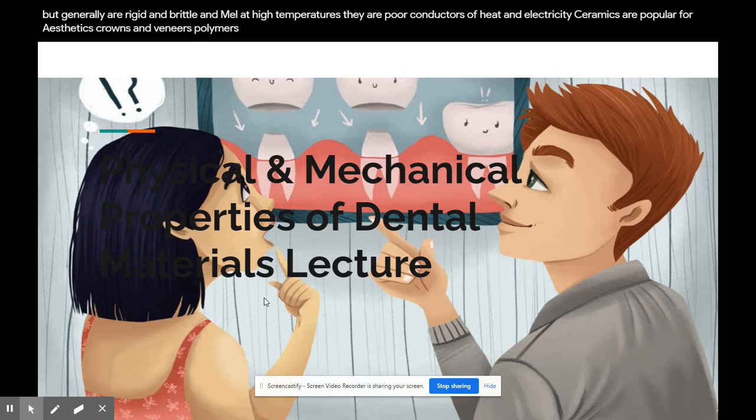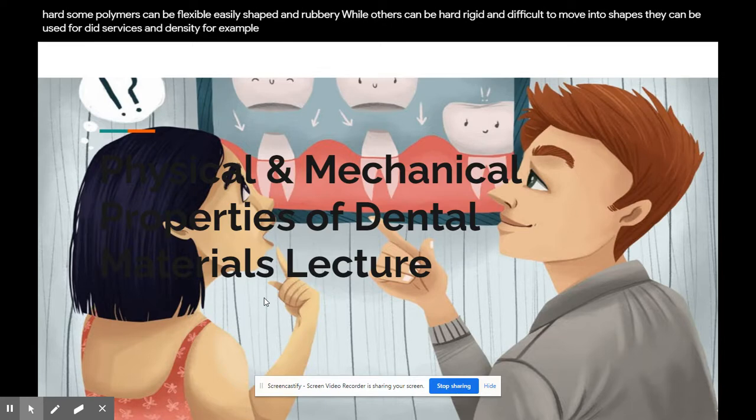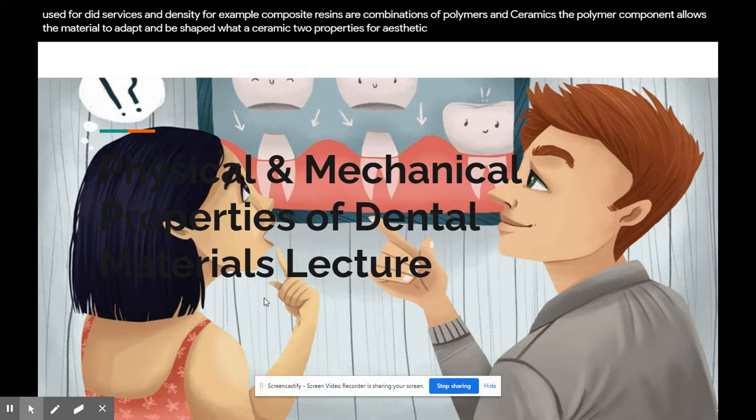Polymers can occur in long chains that give certain properties depending on how the chains are linked to each other. Some polymers can be flexible, easily shaped, and rubbery, while others can be hard, rigid, and difficult to mold into shapes. They can be used for denture bases and denture teeth, for example. Composite resins are combinations of polymers and ceramics. The polymer component allows the material to adapt to the walls of the cavity preparation and be shaped, while the ceramic component adds wear resistance and provides color and other optical properties for aesthetics.